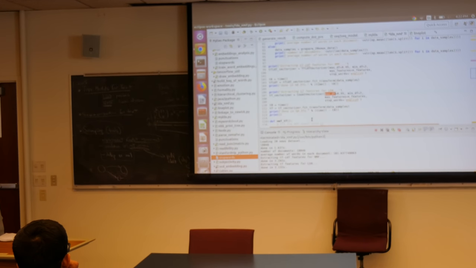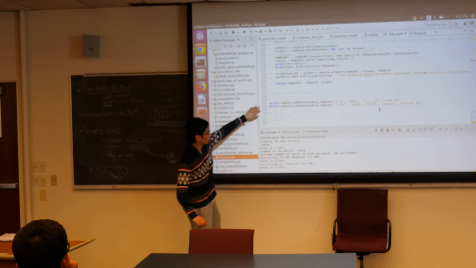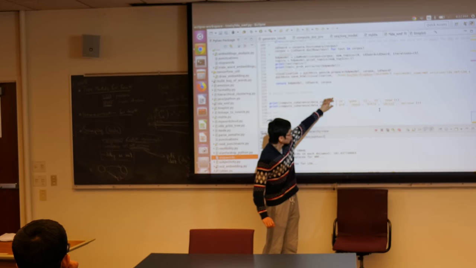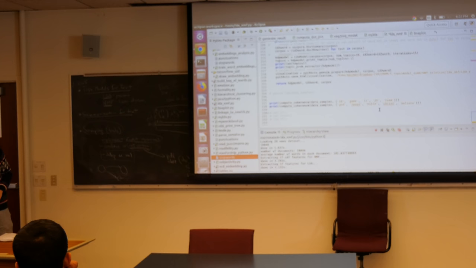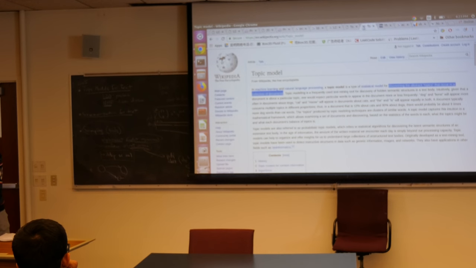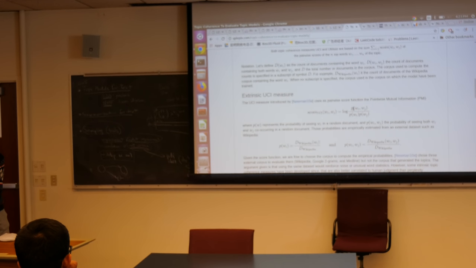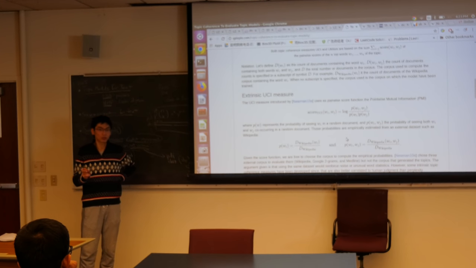Let me show an example here. For example, we have two topics like this. The top five words are like this. One is God, Jesus, Bible, and so on. The other is game, and we can compute the topic coherence score. The idea is that if two words usually co-occur in the same document, then this topic is very coherent.